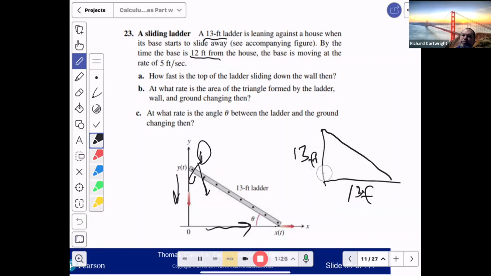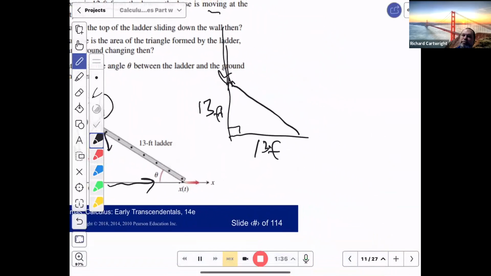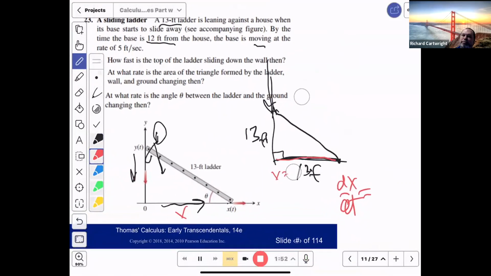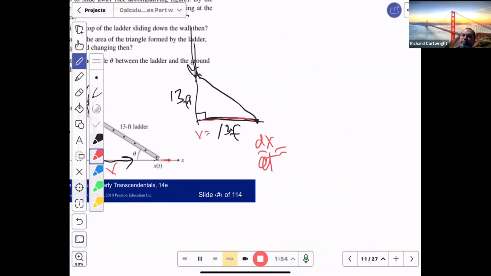Okay? That's still a right angle. The ladder has already slid down. By the time this occurs, the base is moving at a rate of 5 feet per second. We know that the base, which, by the way, the bottom of this I can label as an x, right? Right now, x is 13 feet, but at that moment, dx/dt is, he said, was 5 feet per second.